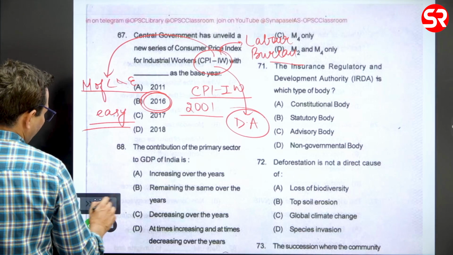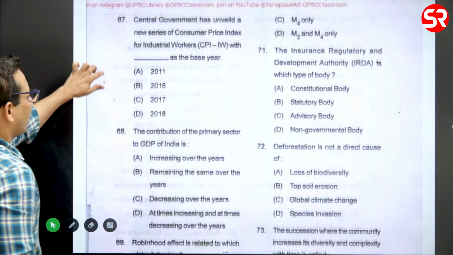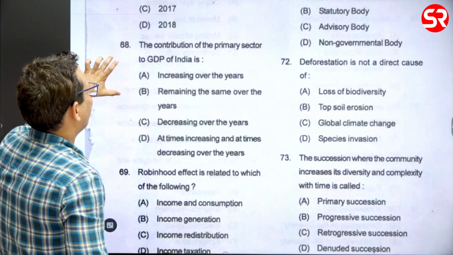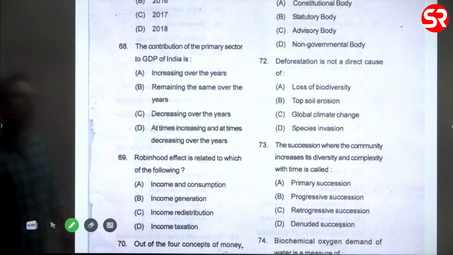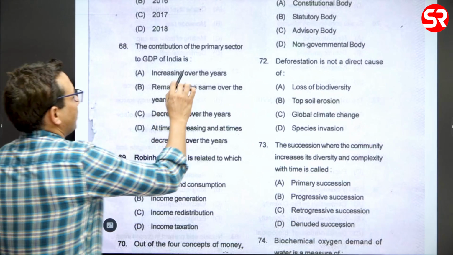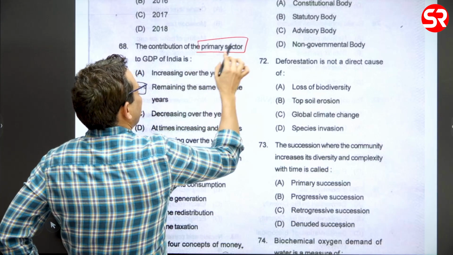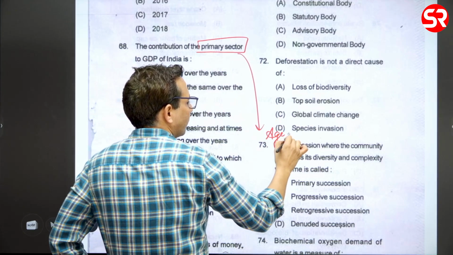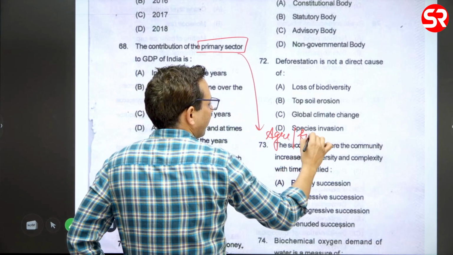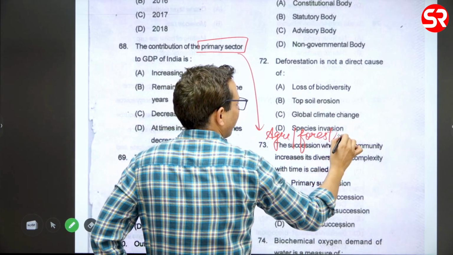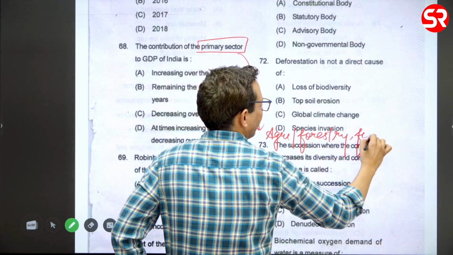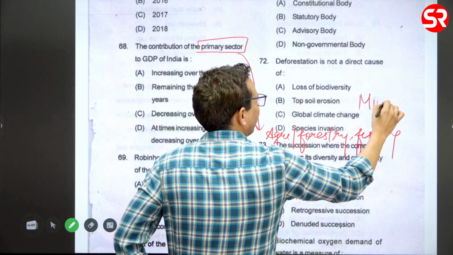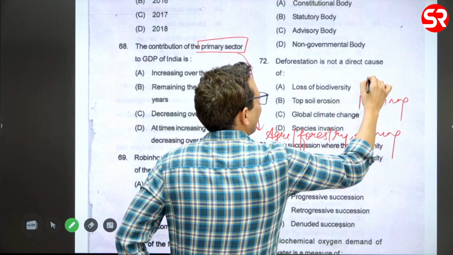Then, next question, 68th question. The contribution of primary sector. The primary sector consists of what? It consists of agriculture, forestry, fishing, mining, quarrying.